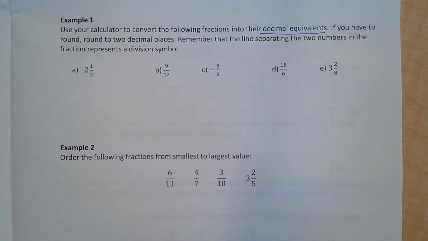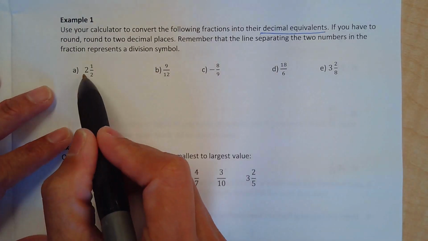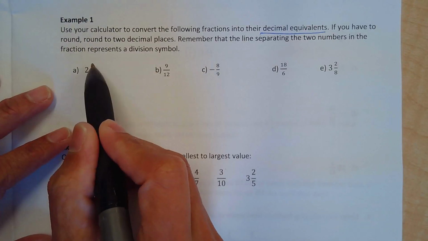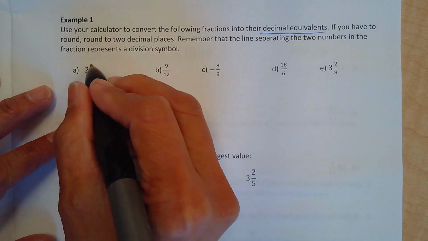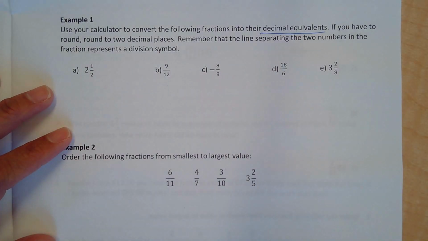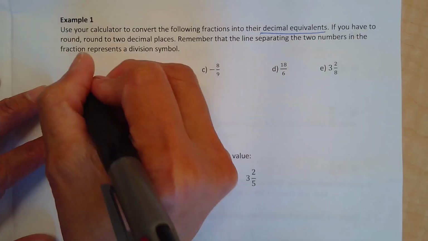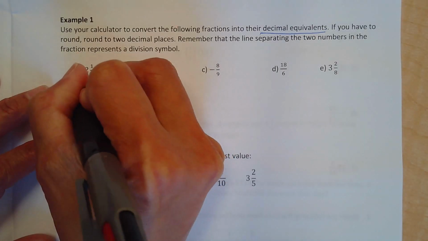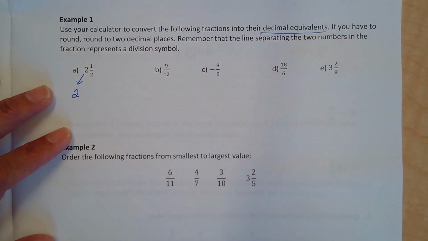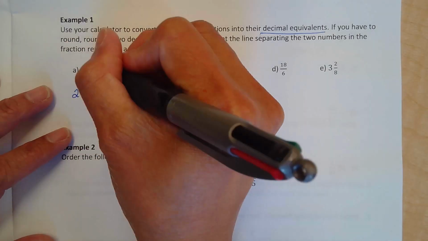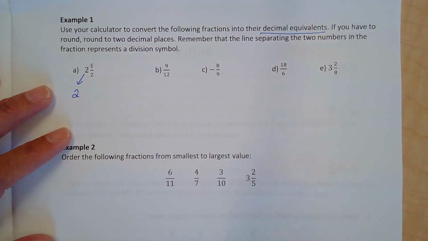So remember that the line separating the two numbers in a fraction is a division symbol. So this is 2 1/2. How can we write this down? Here's what we could do. We already know that 2 is your whole number. Now let's figure this part out. What's 1/2?